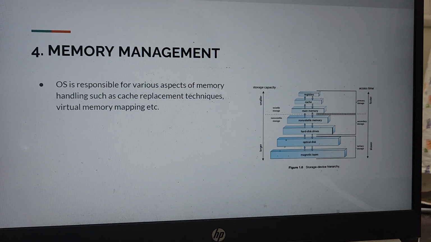Cache replacement techniques, again, if you remember from COA, there are different page replacement algorithms which you must have learned to replace something in the cache memory with something else from the main memory. Those algorithms, those instructions, virtual memory mapping, again something you're familiar with, all of that is done by the operating system. So that is the OS's role in the context of memory management.